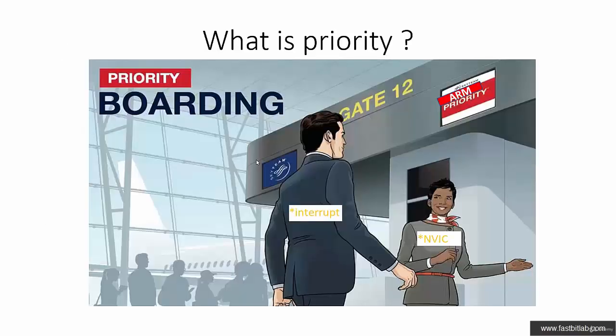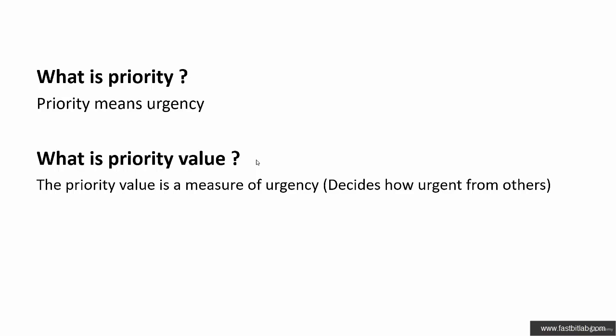First, let's understand what exactly is a priority. Priority means urgency. Priority value is a measure of urgency. The priority value decides how urgent from others.